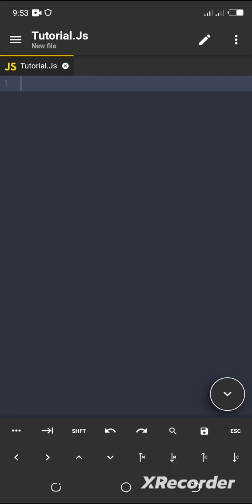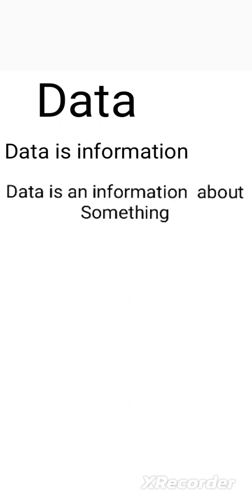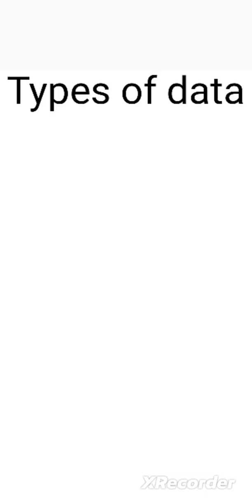Now, when we talk of data type, what do we mean? What should come to our mind? You see, data basically is information. Data is detail, is information about something. So if we are talking about data types in programming or coding, we have several types of data.